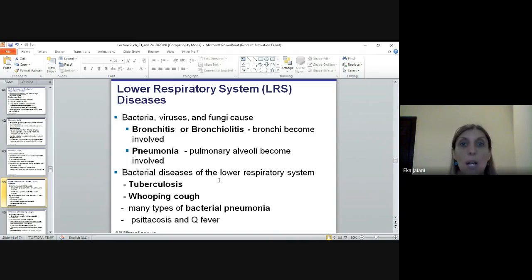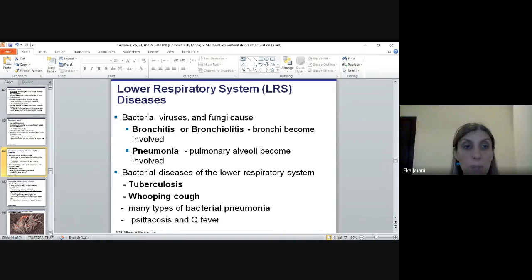bronchitis, bronchiolitis, when we have inflammation of bronchi or bronchioles, and pneumonia, when alveoli become inflamed. And tuberculosis, so you have heard about this, a quite severe disease, whooping cough, bacterial pneumonia, and psittacosis, which can be severe. These are caused by Chlamydophila and can be transmitted from parrots.